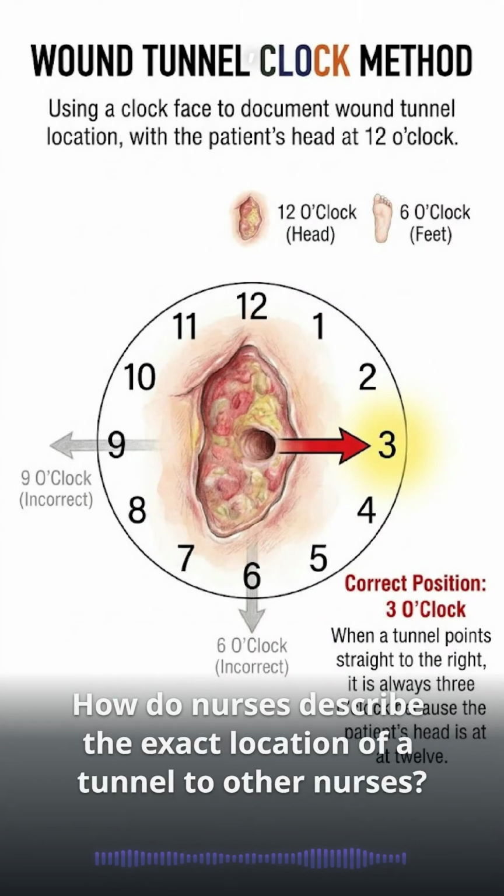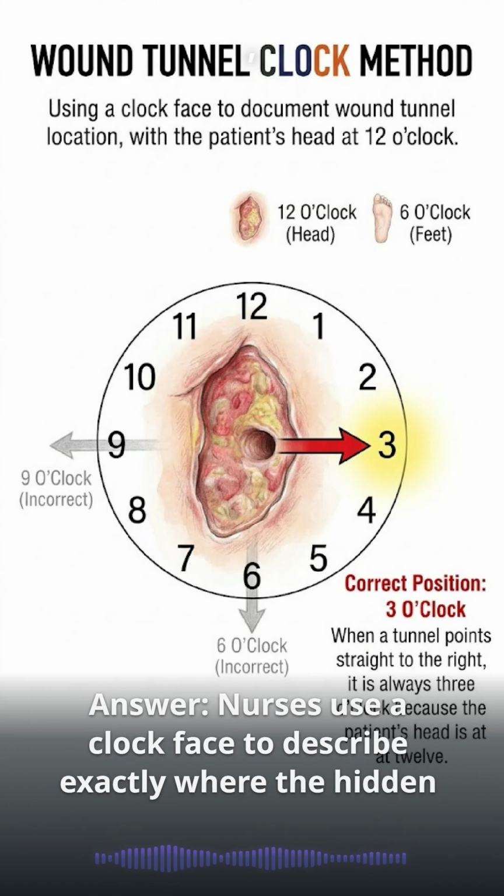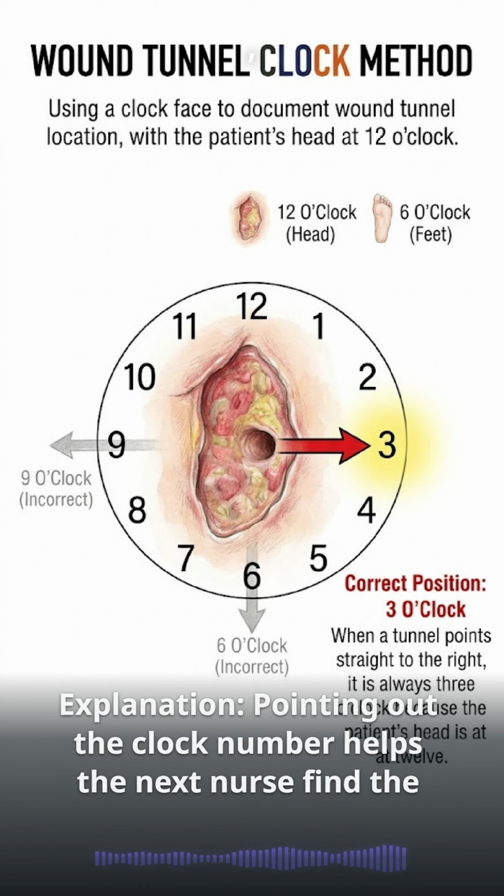55. How do nurses describe the exact location of a tunnel to other nurses? Nurses use a clock face to describe exactly where the hidden tunnel lives. Pointing out the clock number helps the next nurse find the exact spot.